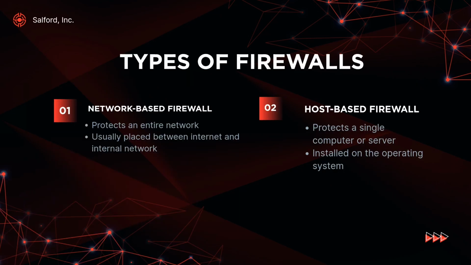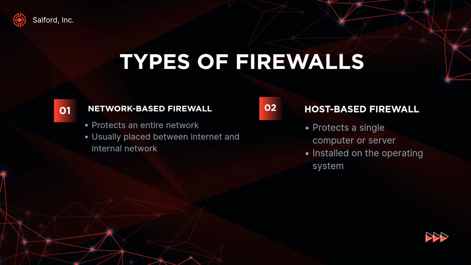Types of firewalls. The first one is network-based firewall. A network-based firewall protects an entire network. It is usually placed between the internal network and the internet, such as in routers or dedicated firewall devices. Examples we can use in companies or organizations.